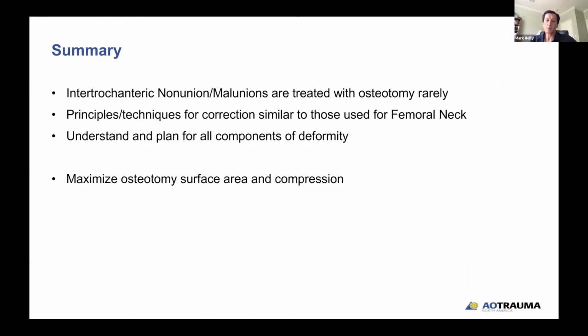So in summary, intertrochanteric non-unions and malunions are rarely treated with osteotomy, but this situation will come up where an osteotomy is the best solution, and we can't always rely on arthroplasty. The principles and techniques for correction are similar to those for femoral neck osteotomies, and we have to understand and plan for all the components of the deformity, and of course maximize osteotomy surface area and compression. I just wanted to finish with one thing.